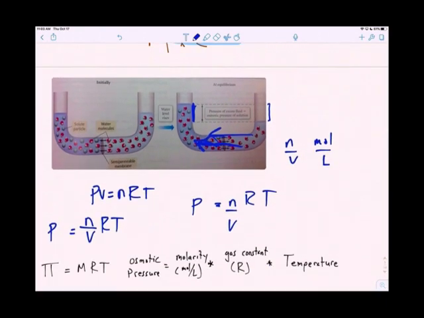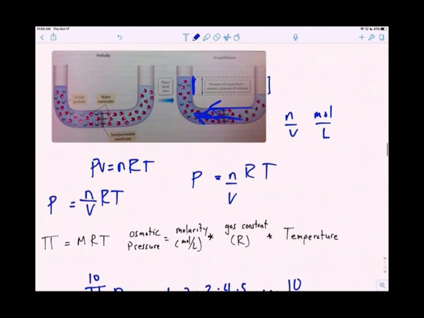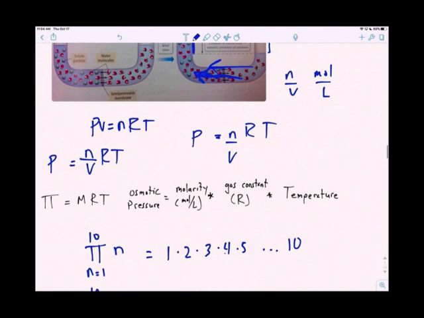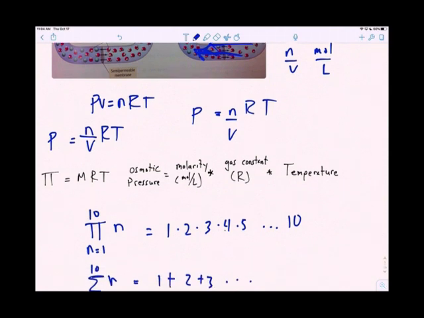And just like the ideal gas law, PV equals nRT, you can divide both sides by volume. You get P equals n over V times RT. n over V is moles per liter. So it's just the ideal gas law. And we use the equation capital Pi equals MRT. Capital Pi is the osmotic pressure. M is molarity in moles per liter. R is a gas constant. T is temperature, absolute temperature in Kelvin.